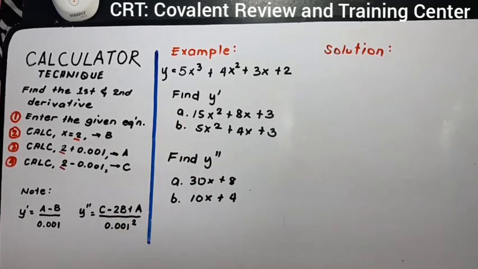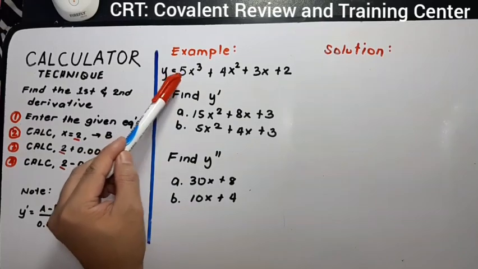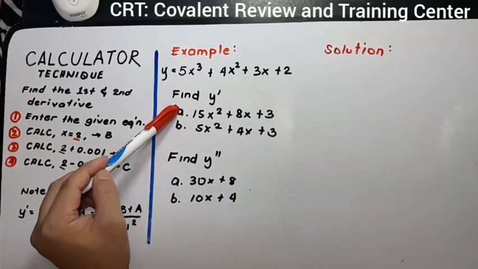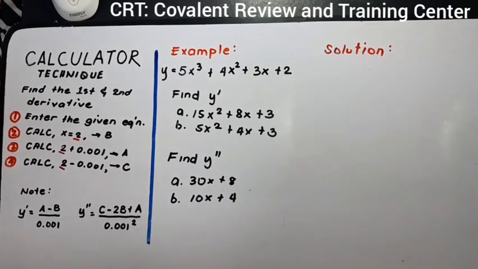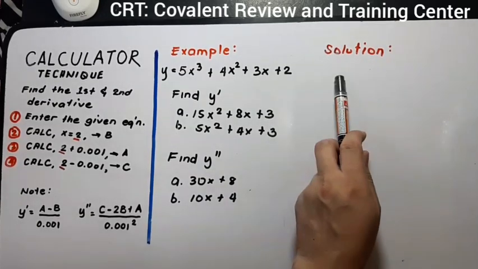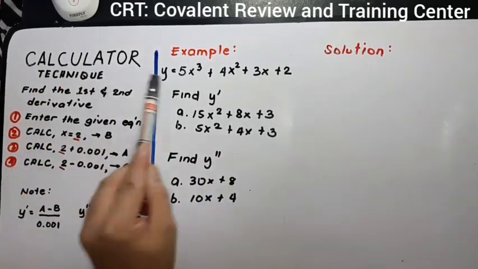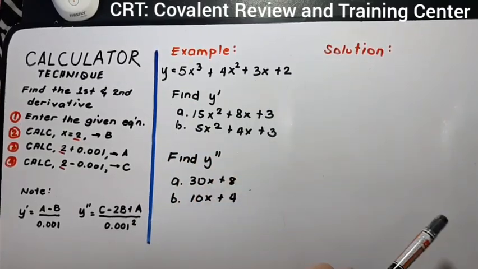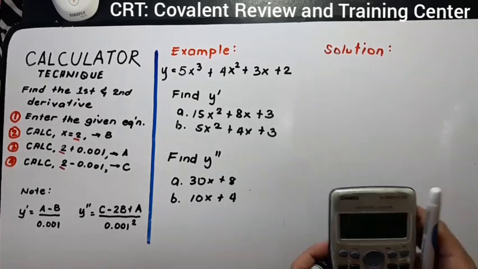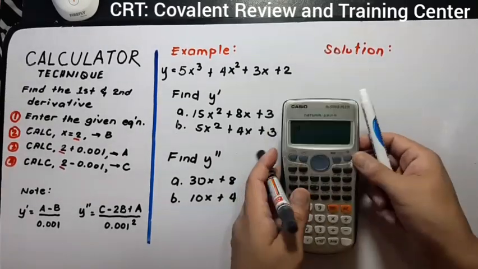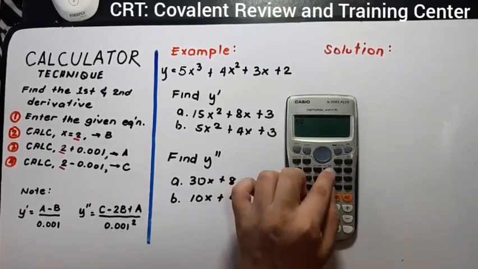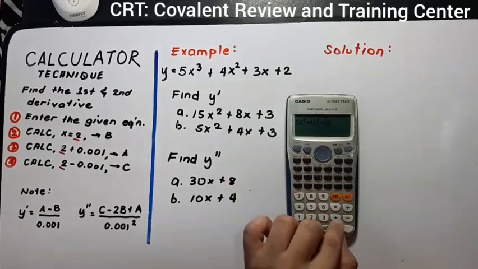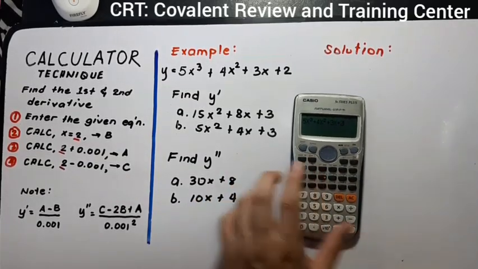Let us take this example. Given y equals 5x cubed plus 4x squared plus 3x plus 2. Let us find the first derivative with these choices. So our solution is step 1. Our step 1 here is enter the given equation. So enter this 5x cubed plus 4x squared plus 3x plus 2 in your calculator. Okay? Then press calc.